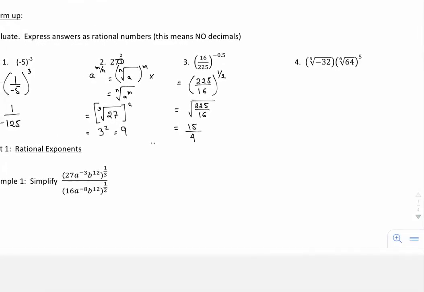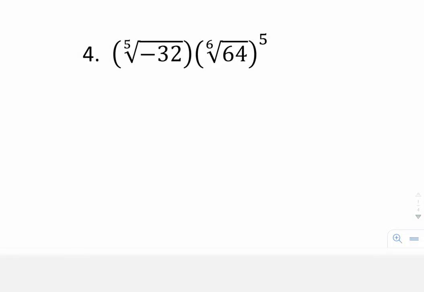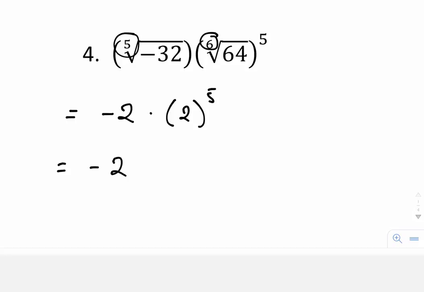And the last one, number 4. We just want to evaluate this. So I have the 5th root of negative 32. Well, in your calculator, it'll give you negative 2. And then I have the 6th root of 64 to the exponent 5. So the 6th root of 64 is going to be 2. And then it's 2 to the exponent 5. So that's negative 2 times 32, and my final answer is negative 64.